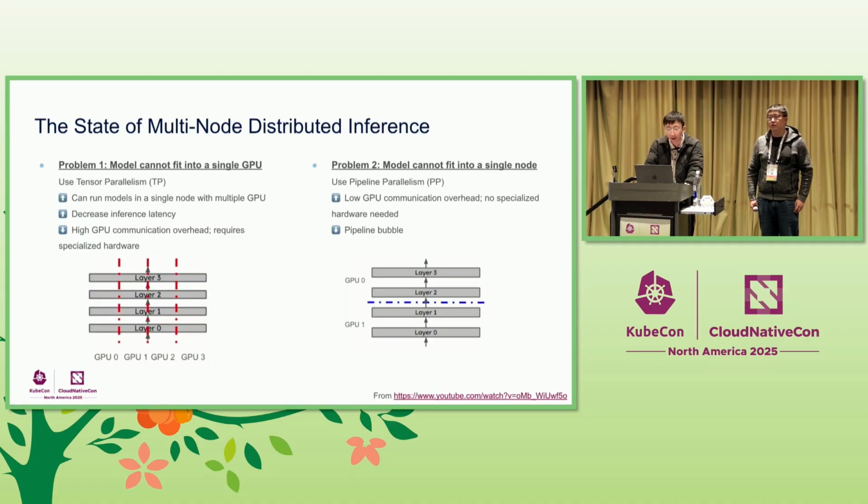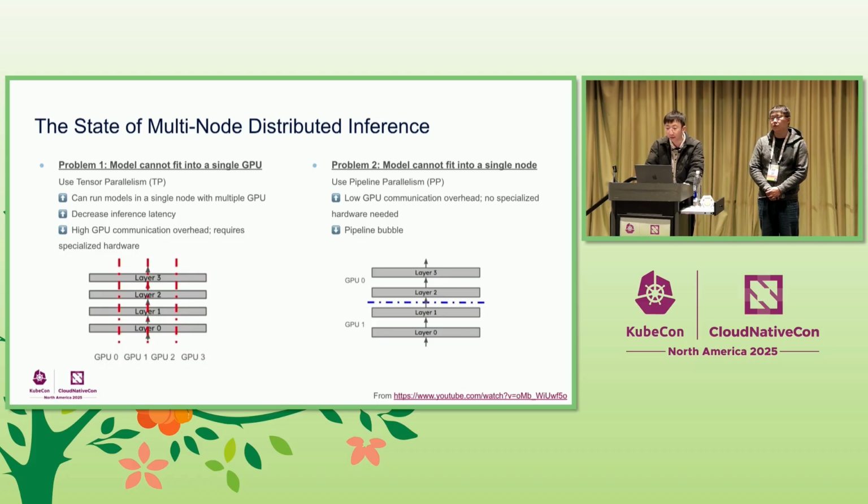OK, let's double-click on step 2, model fitting, because this is where we hit our first 2 big problems. Problem 1, your model cannot fit in a single GPU. Say you have a model that requires 80 gigs of GPU memory to run, and you only have a GPU with 40 gigs of memory. It's not possible to fit the model inside that single GPU. And the solution here is to use tensor parallelism.